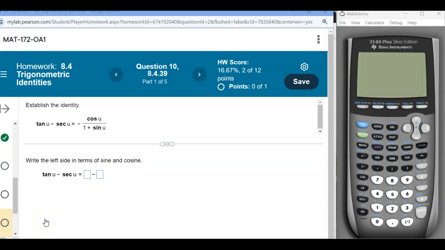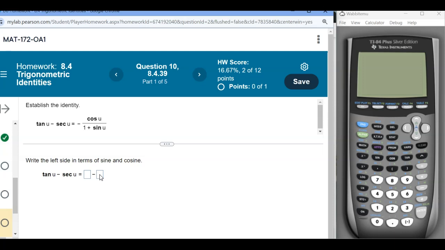We're doing trig identities. This one has been confusing to some because it looks like it's wanting you to do something with the right side because it's got tangent and secant and then equals and then a minus sign here. So people have been trying to manipulate this right side into two different things being subtracted, and that is not what you're being asked to do here.